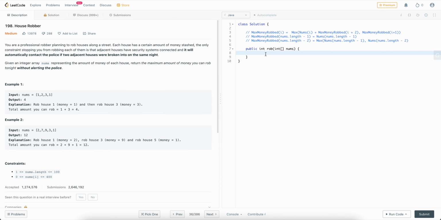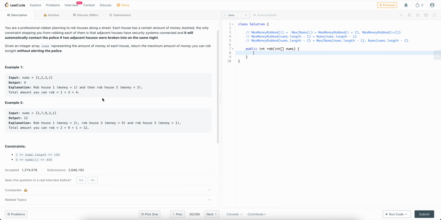So yeah, let's take care of some edge cases first. If the nums.length is just 1, we can't compute the minus 2, it'll overflow. So let's take care of the base case, which is basically if nums.length is equal to 1, then we just return nums at 0, because if there's one house, the maximum money you can get is if you rob the house itself. So that's the base case, and now let's use our formula.